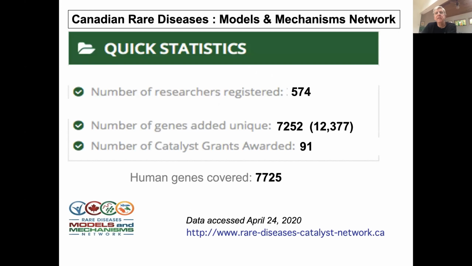So just to give you the statistics to date, there are 574 model organism researchers registered in our network. That represents, we think, about 85 to 90% of the PIs in Canada. There are 7,250 genes in tier 1 and 2, and if you include tier 3, there are 12,377 unique genes in model systems. That corresponds to orthologs of about 7,725 human genes. Over the 5-year period, we've been able to make 91 connections between clinicians and model organism researchers.